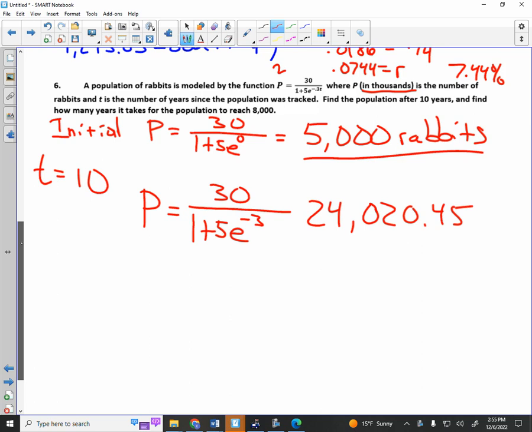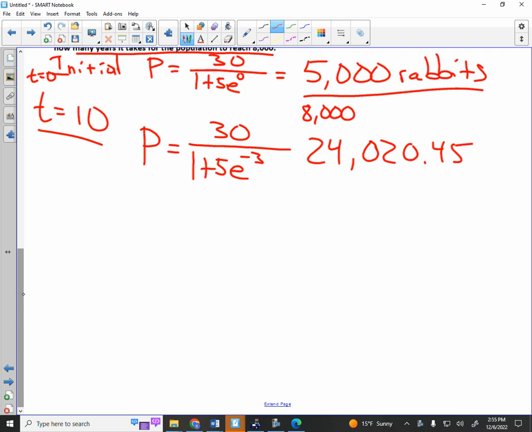All right, last one. Find the population after 10 years, which we did, and find how many years it takes for the population to reach 8,000. So look at this. I know that it starts at time equals 0 at 5,000, and then at time equals 10, it's at 24,000. So if I'm wondering when it has a population of 8,000, it should be between what 2 years? 0 and 10. So let's figure that out. When does it have a population of 8,000? So I say 8. Very good.